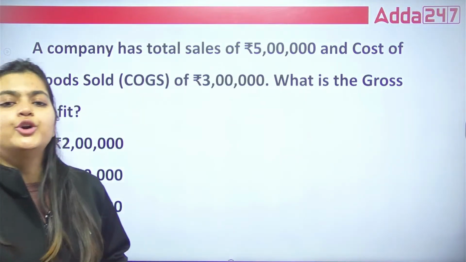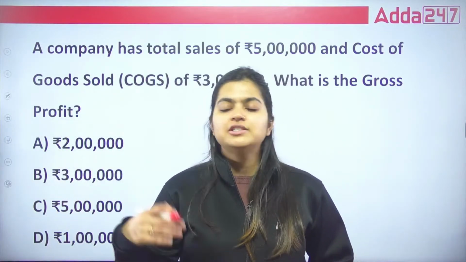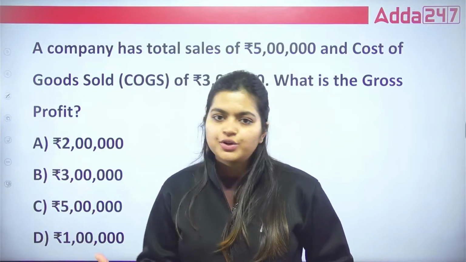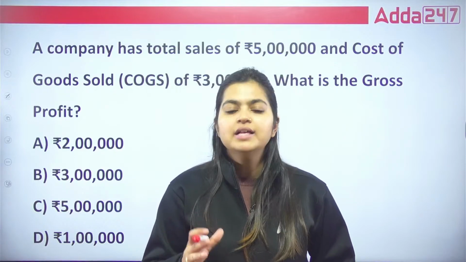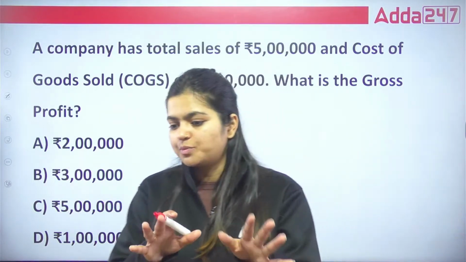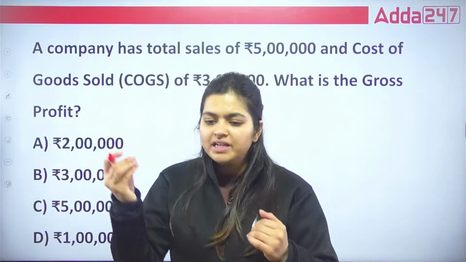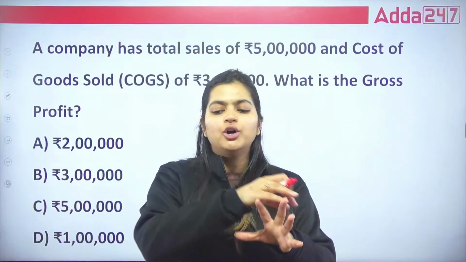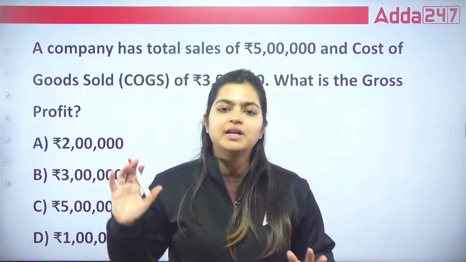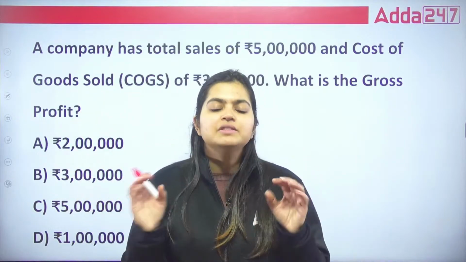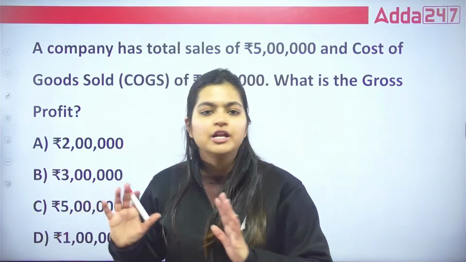So, what is the gross profit? When you prepare the trading account as a manufacturer or as a trader, you take all your direct expenses. You take your opening stock, your purchases, all the direct expenses, then all your sales amount, then your closing stock, and whatever difference comes, that is either your gross profit or your gross loss.